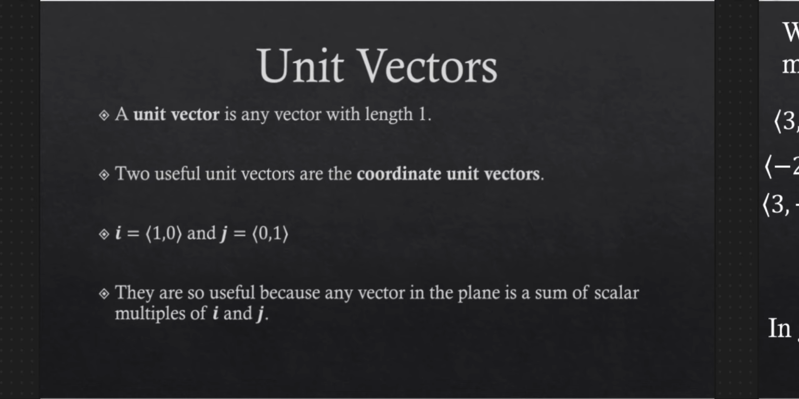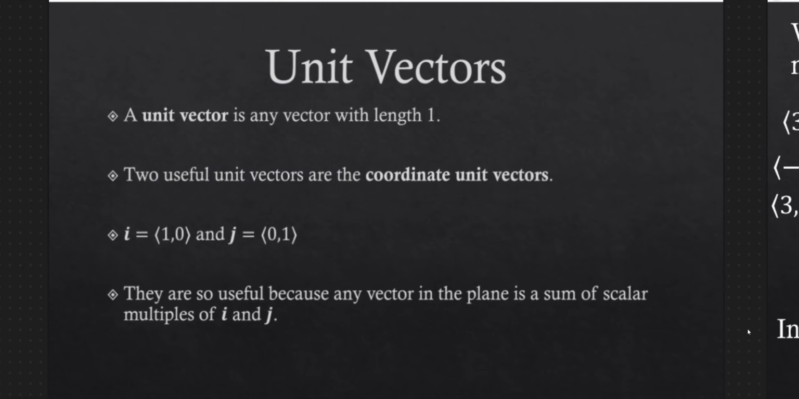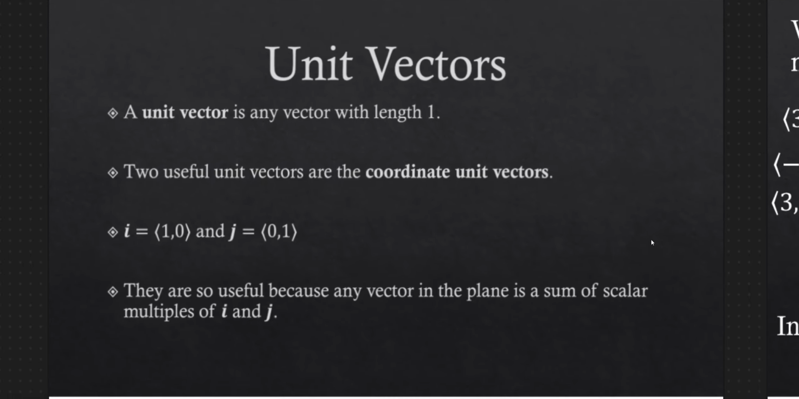In this video, I'll define a special class of vectors called unit vectors, and then two particular unit vectors that will be of utmost importance, and I'll show you why they're so important. So, as we've seen, we can compute the length of vectors. A special type of vector is one with length 1, a unit length, and so we call these unit vectors.